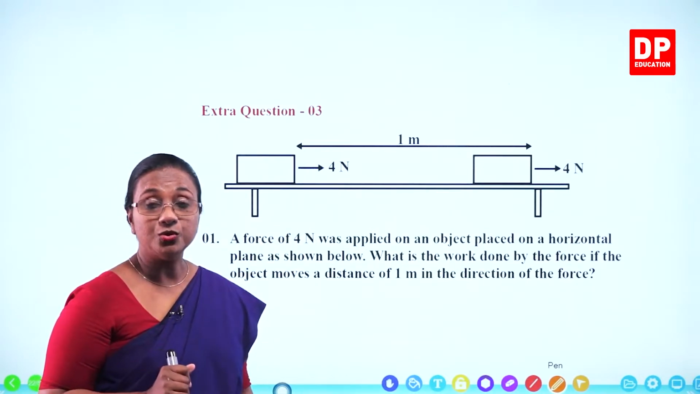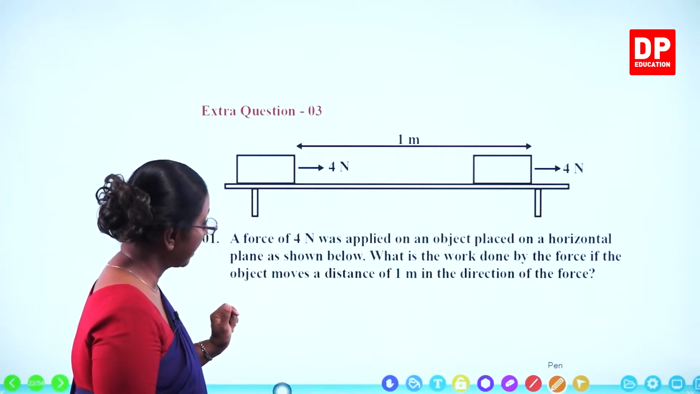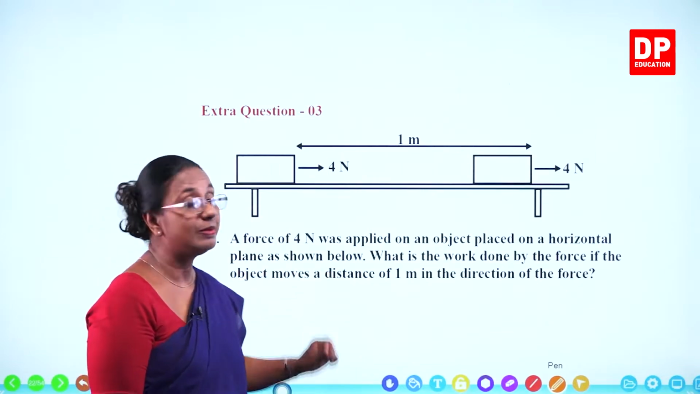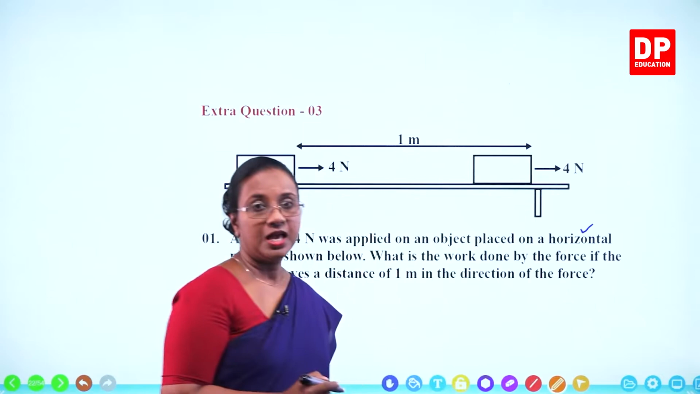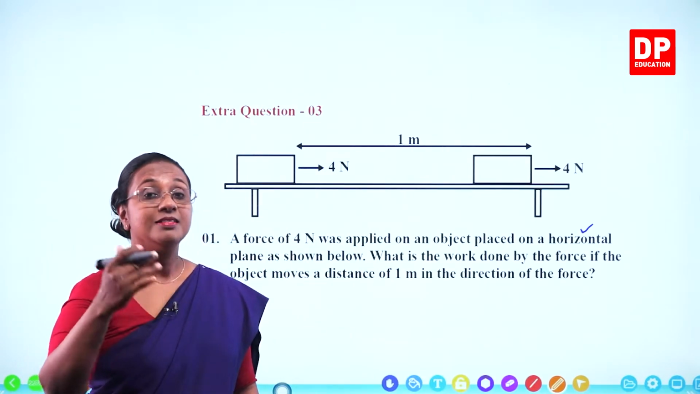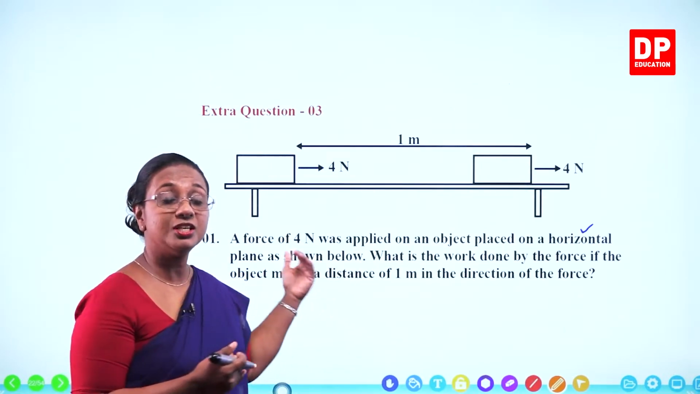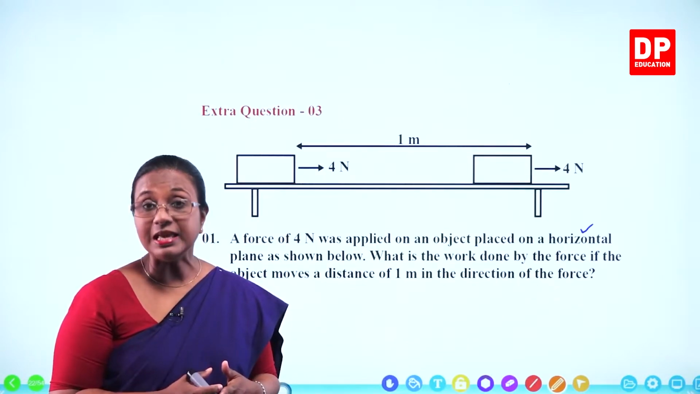So that means there is work done. A force of 4 Newton was applied on an object placed on a horizontal plane, as shown below. Why do we use this term horizontal plane? I'm sure you all remember, if the plane is inclined, there is the effect of gravity on it. Due to the inclination, the object can move faster. So there the work done will be different.